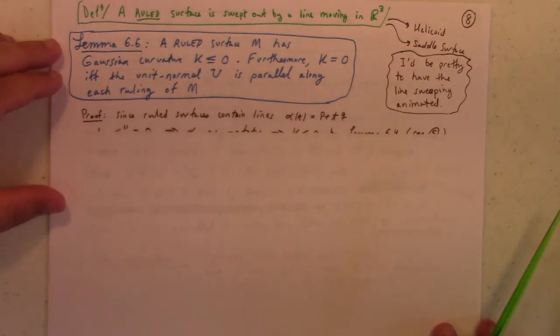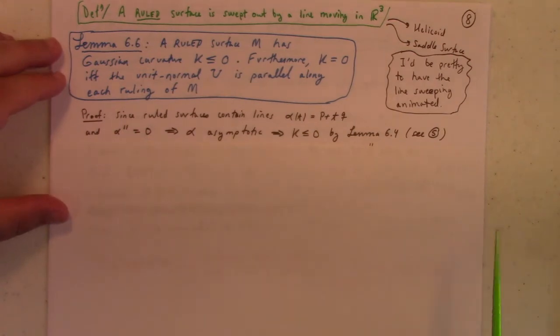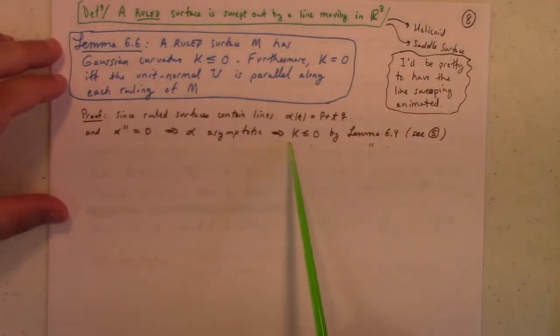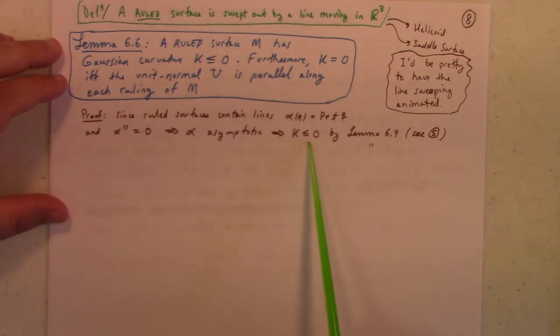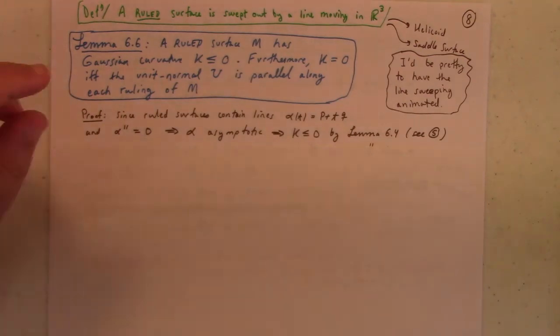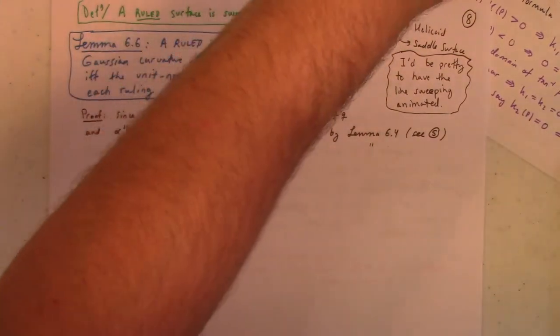So here's the proof. Ruled surfaces contain lines, right? Lines have acceleration zero, but acceleration zero implies that alpha is asymptotic, which means that the Gaussian curvature K is less than or equal to zero by lemma 6.4. I said see page 5, so let me just do that for a second here. Oh man, I have more trouble with these papers today.